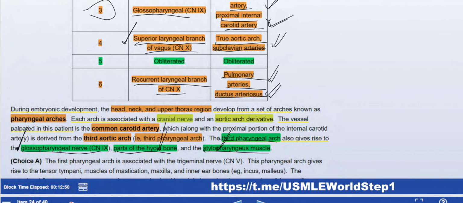Okay, during embryonic development, head, neck, and upper thorax region develop from the set of arches known as pharyngeal arches. Each arch is associated with a cranial nerve and aortic arch derivative. The vessel palpated in this patient is common carotid artery, which, okay, a third aortic arch would give rise to that third pharyngeal arch. Okay, the third pharyngeal arch also gives rise to glossopharyngeal nerve, that is cranial nerve 9, parts of the hyoid bone, and the stylopharyngeus muscle.